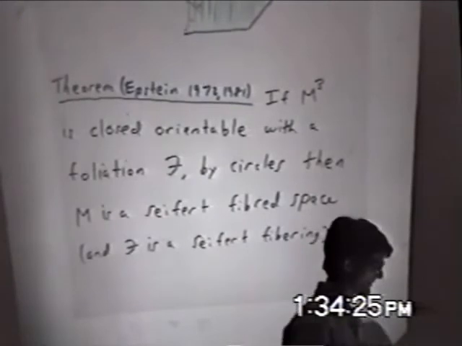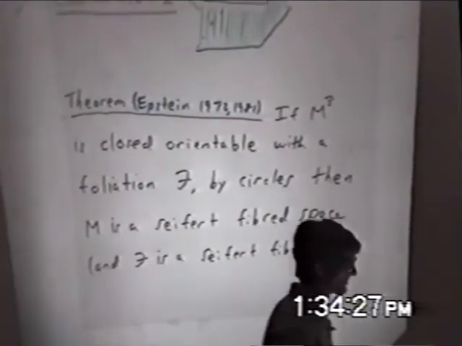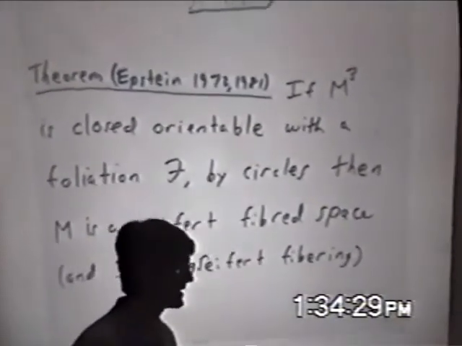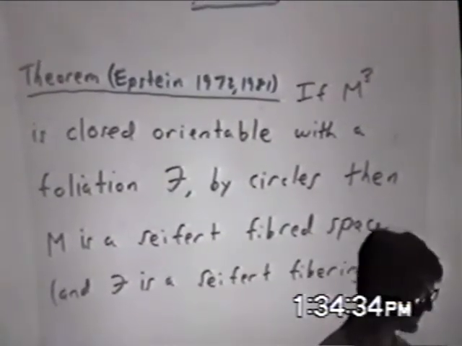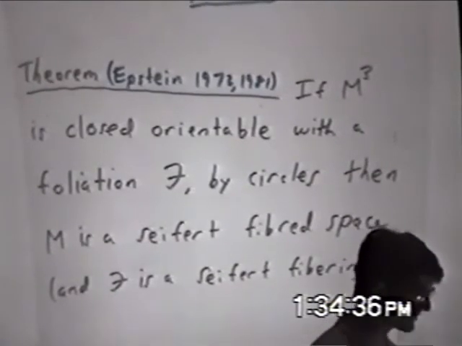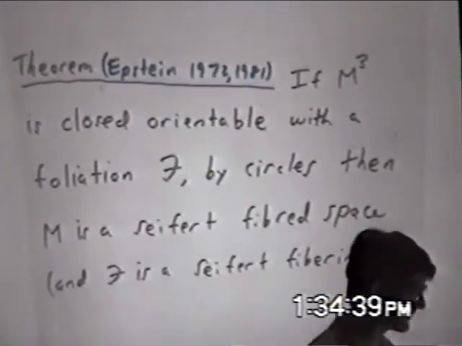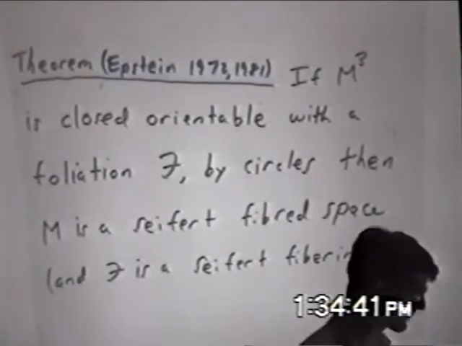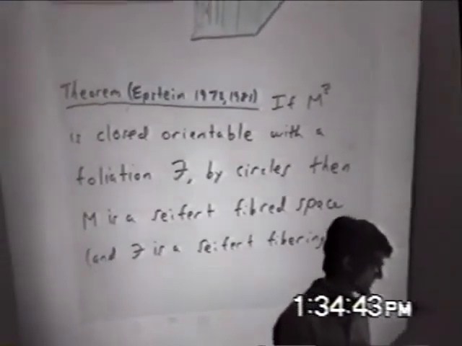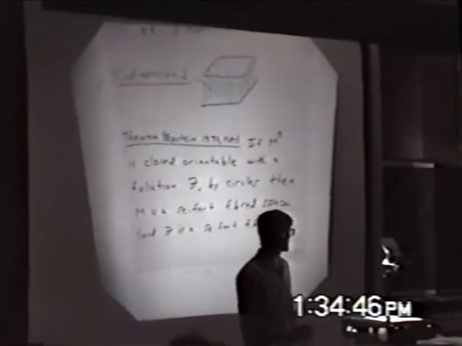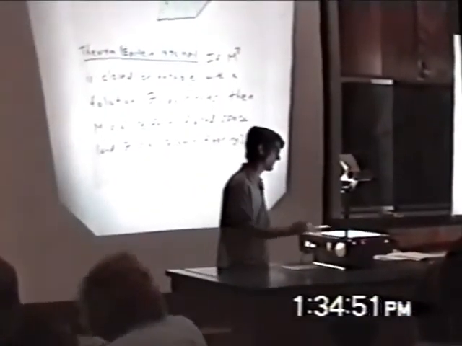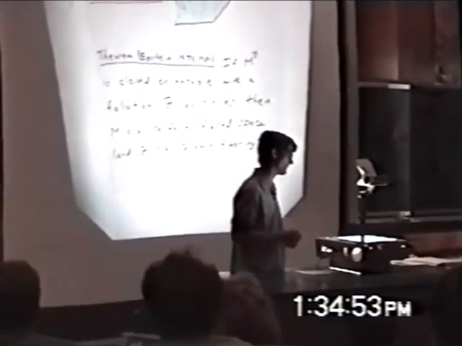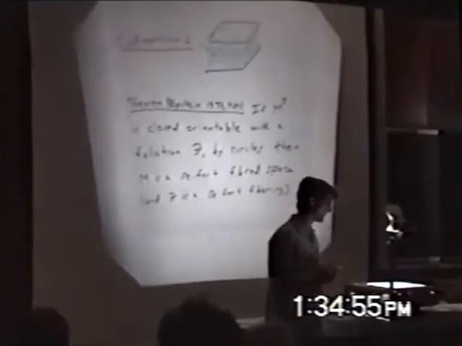Okay, that's great. So here's, as soon as we have a 3-manifold that's foliated by circles, that means that every leaf of this foliation is a circle. Then there's a theorem of David Epstein, which says that if you have a closed orientable 3-manifold with foliation by circles, then the space is a Seifert fibered space. So actually in 72, I think he needed a C2 condition. So what's a Seifert fibered space?